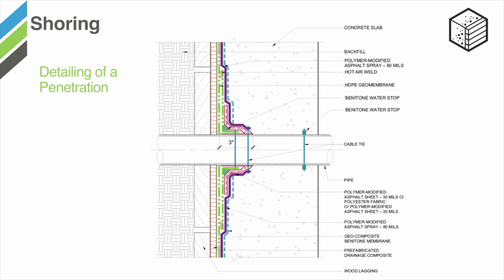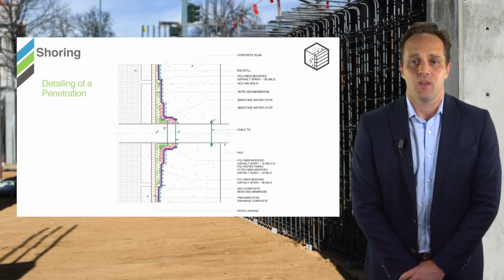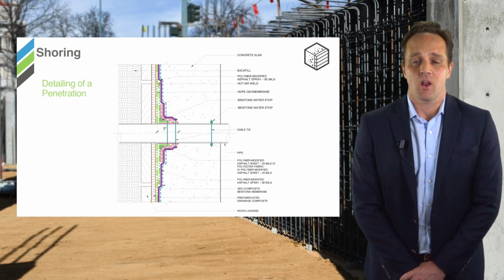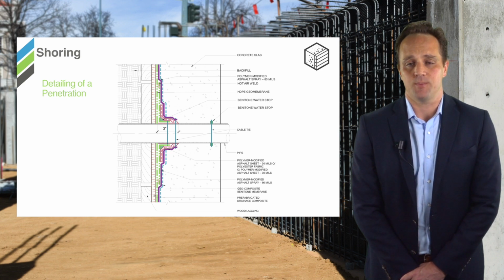You'll notice that it's very similar to how an underslab penetration was sealed. This is our goal. With a redundant system, there's a lot of different parts, but if we can keep the application process consistent, it makes installation easy. It also makes oversight easy as well.